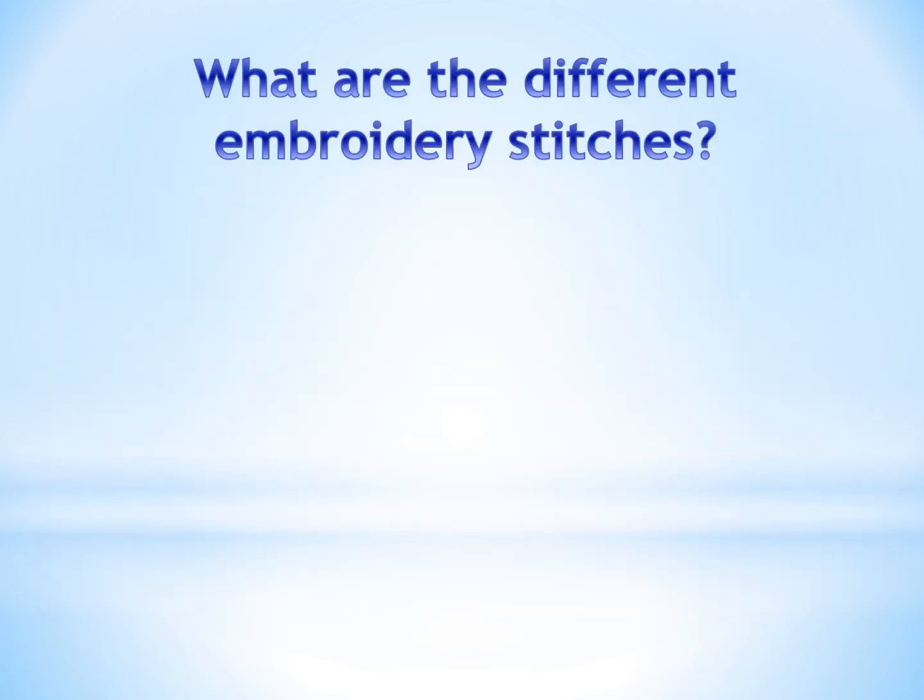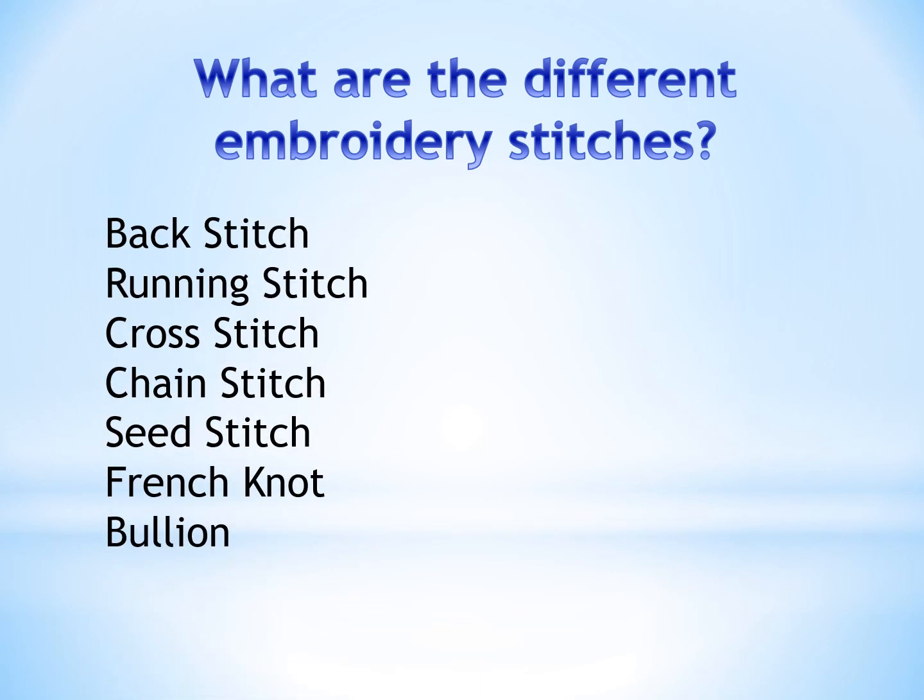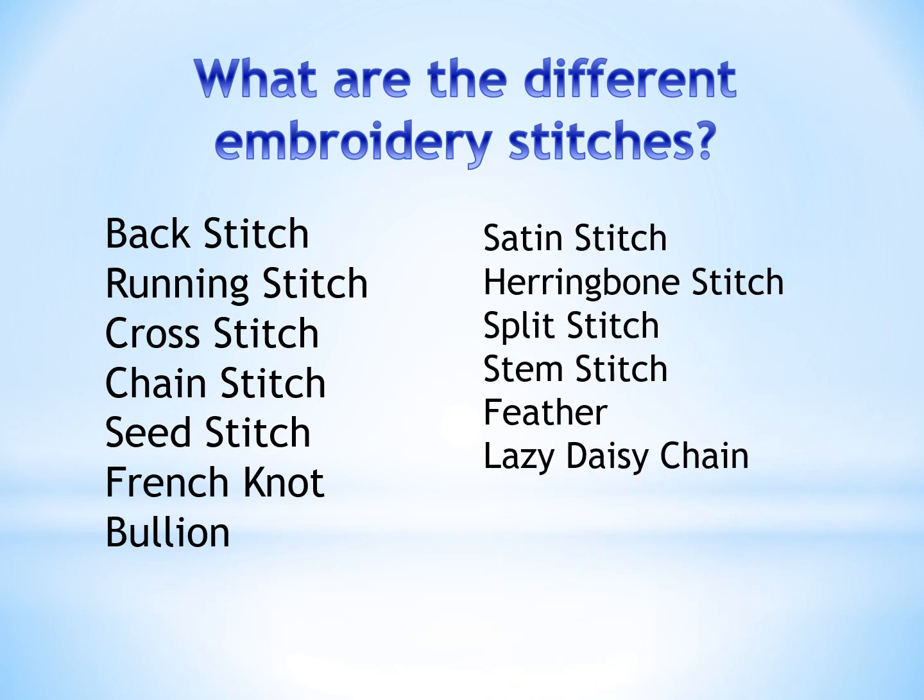What are the different embroidery stitches? The different embroidery stitches are back stitch, running stitch, cross stitch, chain stitch, seed stitch, French knot, bullion, satin stitch, herringbone, split stitch, stem stitch, feather, lazy daisy chain, fishbone, and loop stitch.